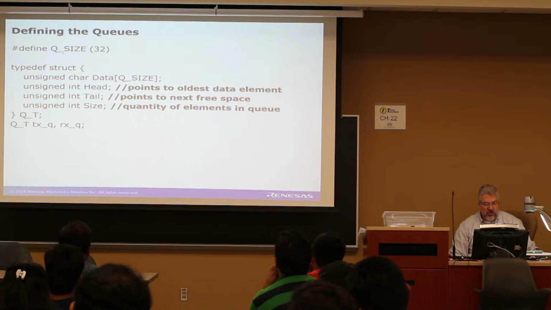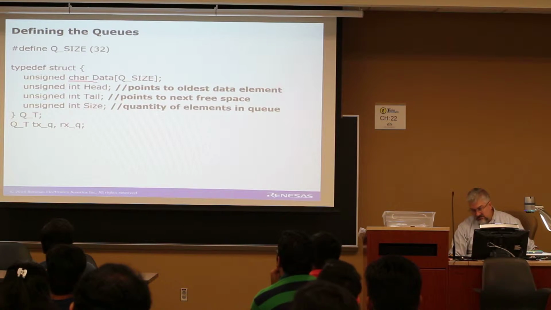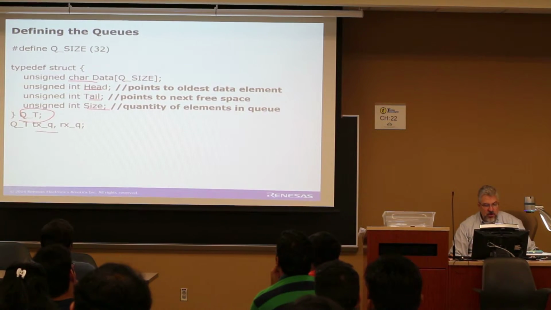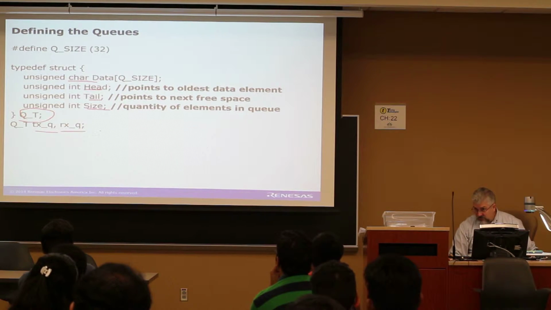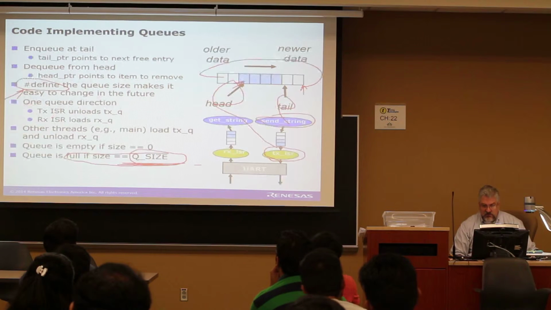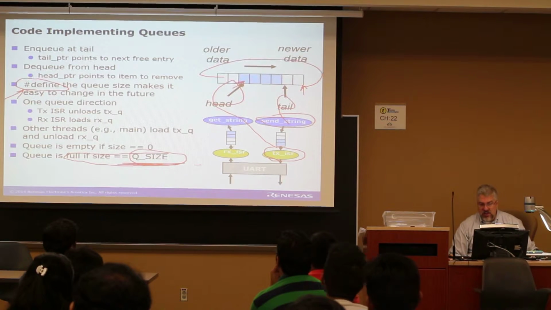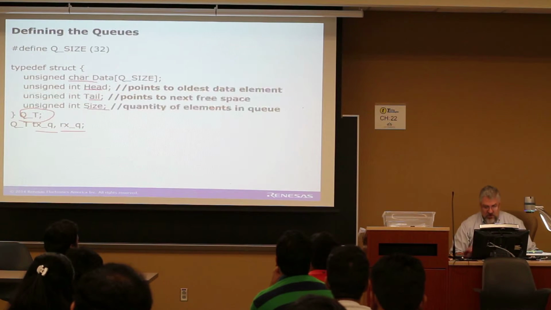We're going to identify a queue that has data associated with this queue. It's going to be character data. It has a head, a tail, and a size. And interestingly enough, our transmission queue is going to be the same construction as our receive queue. Well, that's kind of natural, right? Because if you look at this, it looks like it's the same. They both have a head and tail. They're both going to have a size. So we're going to use it in that same way.